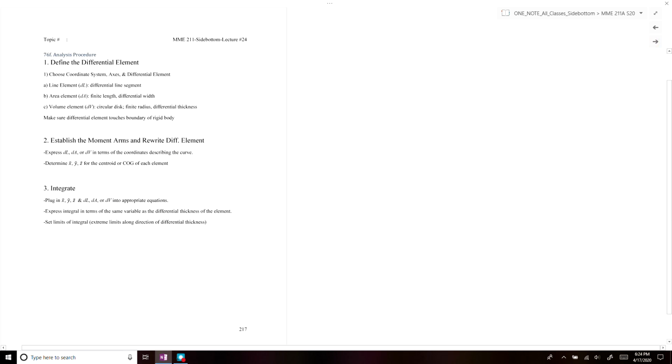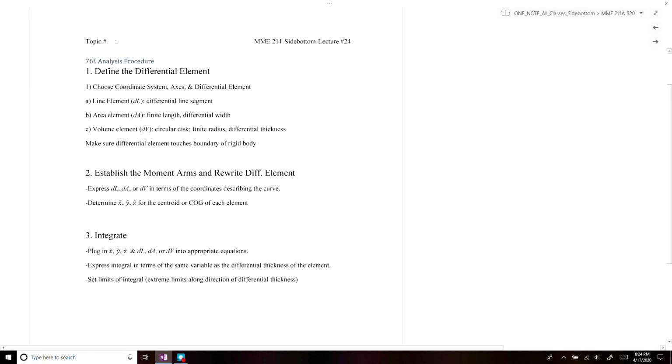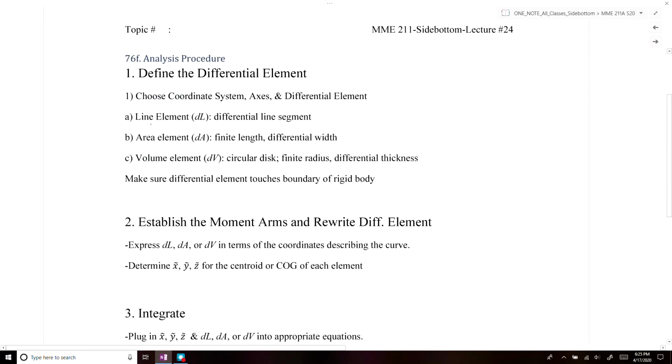So the last thing I'd like to recap here is the general procedure of how you can solve these problems. The first step for these center of gravity, center of volume, or center of mass problems is you need to define your differential element. So the first thing you'll do is define your line element, your area element, or your volume, mass, or weight element, using the definitions that were discussed in the previous parts of the video.